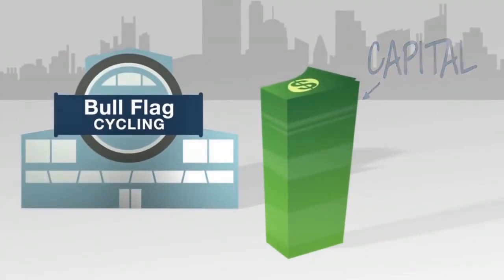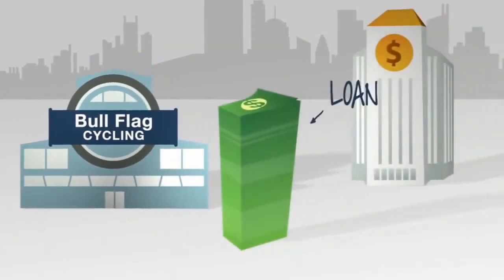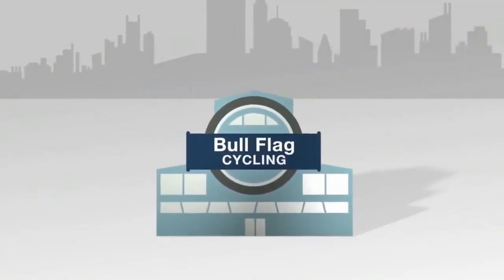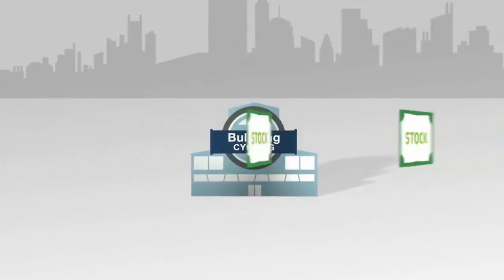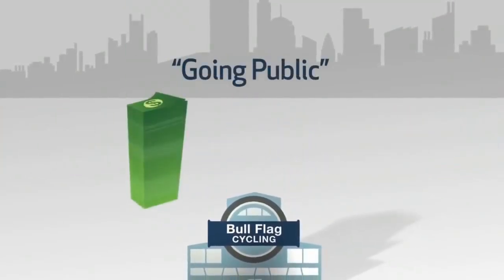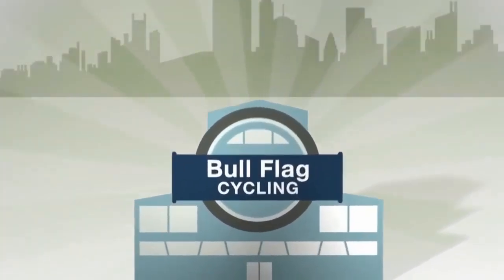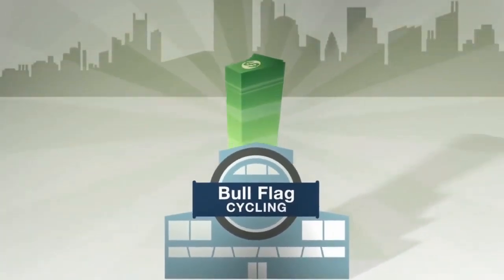There are a few ways this company could do this. It could take out a loan, but that would mean taking on a significant amount of debt. Or it could issue shares of stock. By issuing stock, which is called going public, the company can raise money without going into debt. Instead, it sells shares of ownership and a claim on future earnings to investors.